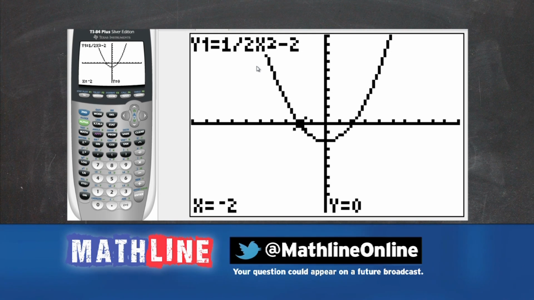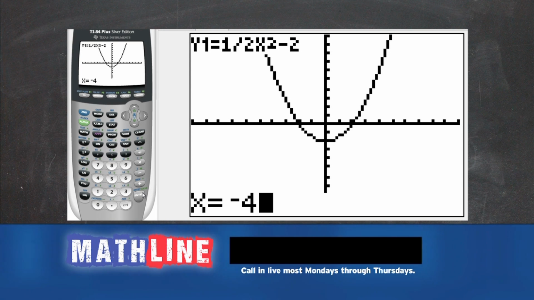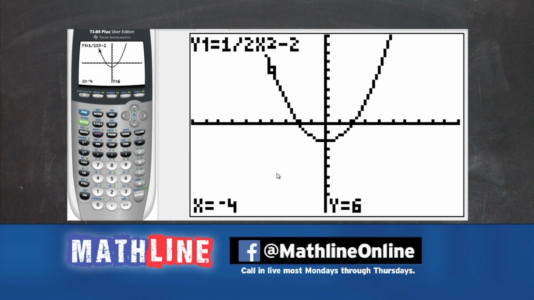Let's back it up to -4. 1 more unit to the left, or 2 more units to the left. Actually, we're in intervals of 2 this time. And let's press an enter on that. I get a 6. So that's telling me how this thing is going to open up a little bit, all right?